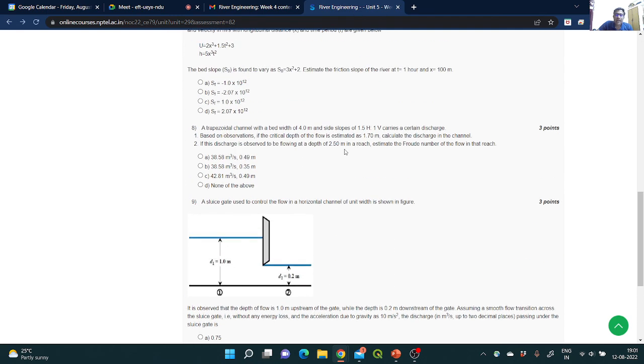And for question number 8, the Froude number is actually a dimensionless quantity. The meter here should be omitted. I think someone has wrongly written meters for Froude number. Froude number is dimensionless.